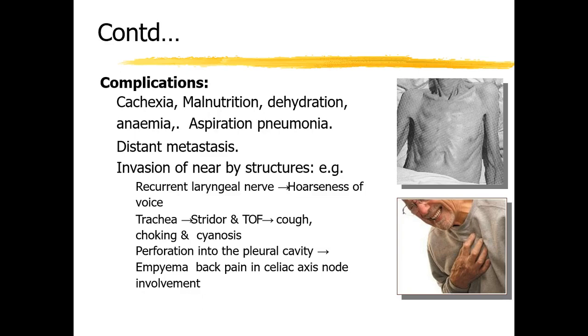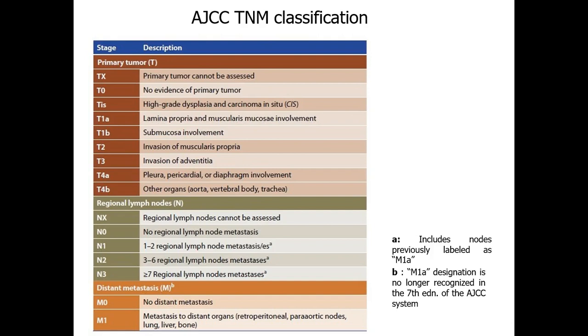Now invasion of the nearby structures. What are the common nearby structures? Patient may present with hoarseness of the voice because of the recurrent laryngeal nerve involvement. Because of the trachea, patient may develop stridor, choking and cyanosis. And sometimes in late stages it may perforate into the pleural cavity, and patient develops empyema thoracis.